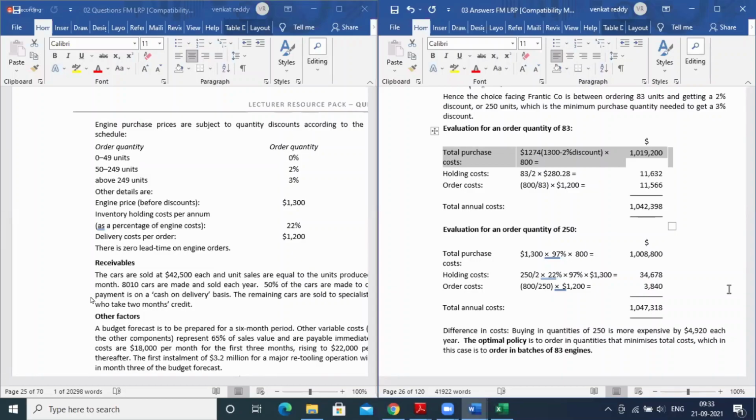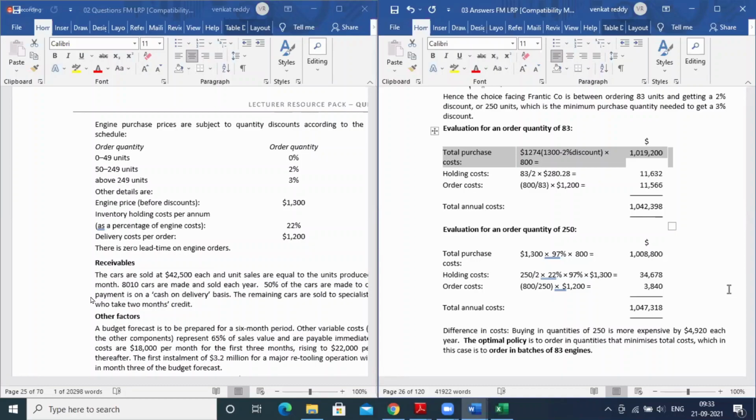Okay. Then the holding cost. Always do remember the formula for total inventory cost: first, purchase cost, and after purchase cost, next should be holding cost. So how to calculate the holding cost? This is very, very important.